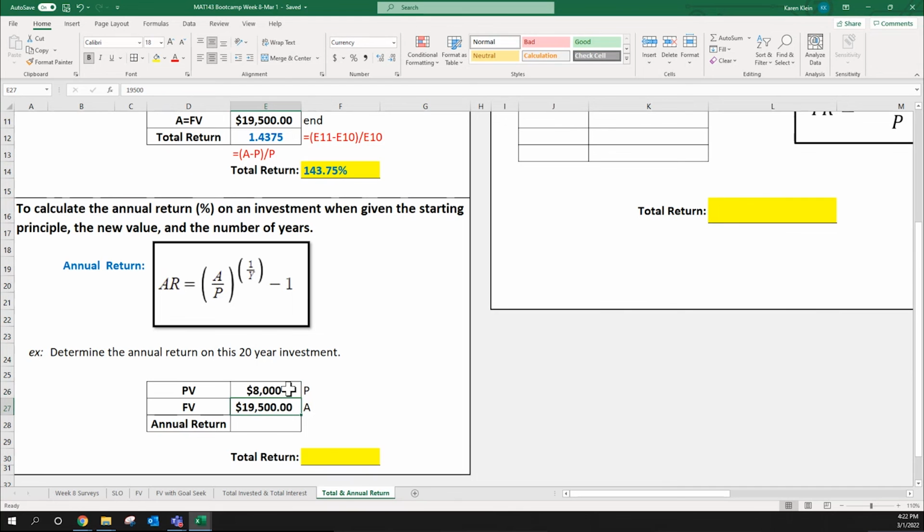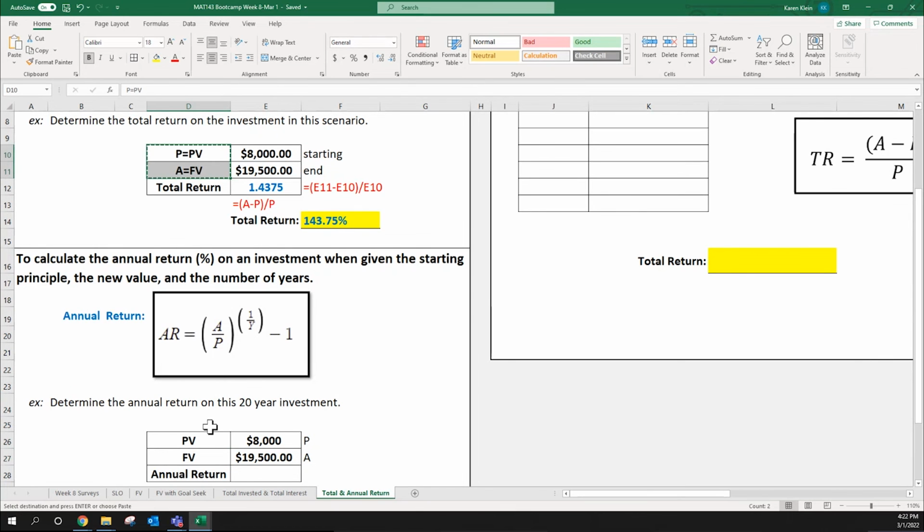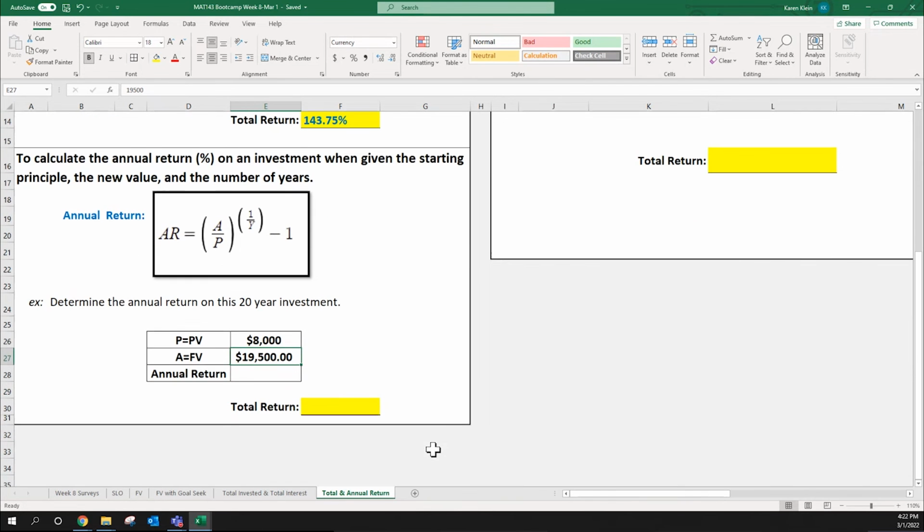So again, I have those two same amounts. I could just copy this like this, couldn't I? We've got my initial, we have our end amount. And to find the annual return, we have something different. So I'm going to write out to the side what that equation looks like. So how do we input this in?